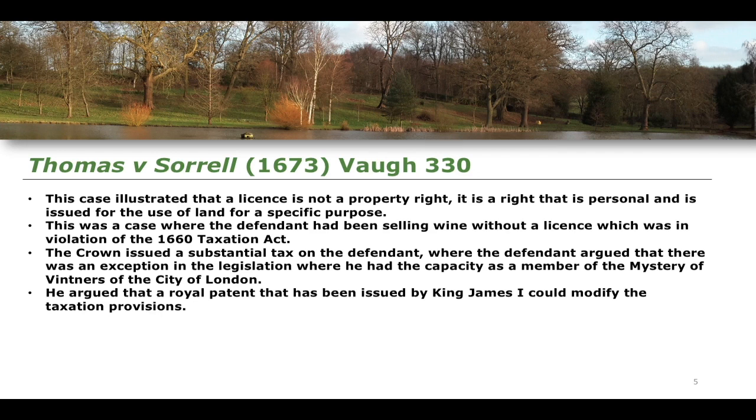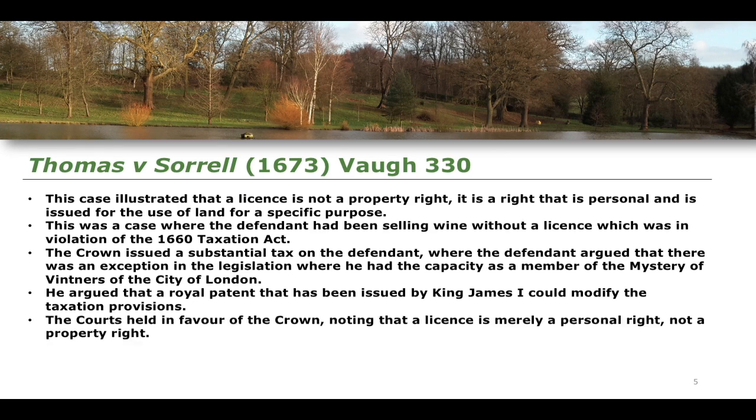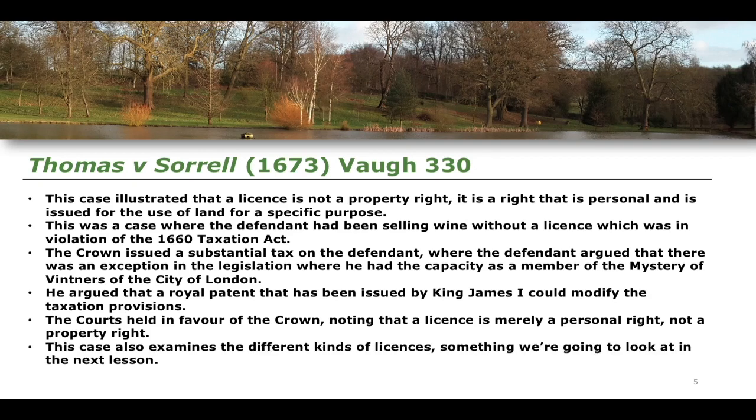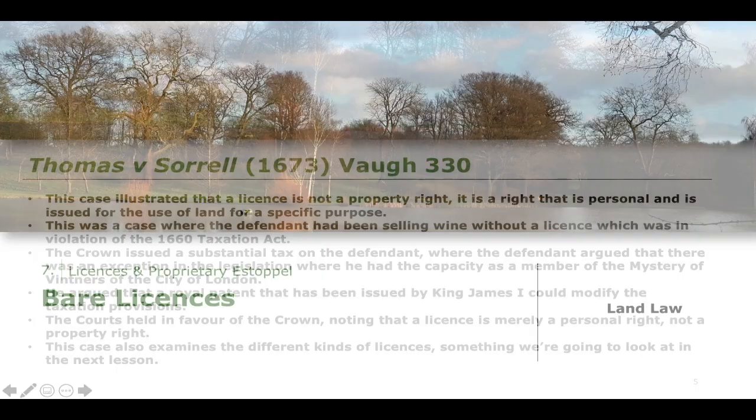Essentially, though, he argued that a royal patent that had been issued by King James I could modify the taxation provisions. The court, however, held in favour of the Crown. They noted, as one of the reasons, that a licence is merely a personal right, and it is not, in fact, a property right. This was also a case that examined the different kinds of licences that exist, and this is something that we're going to get into in future lessons, so stay tuned.